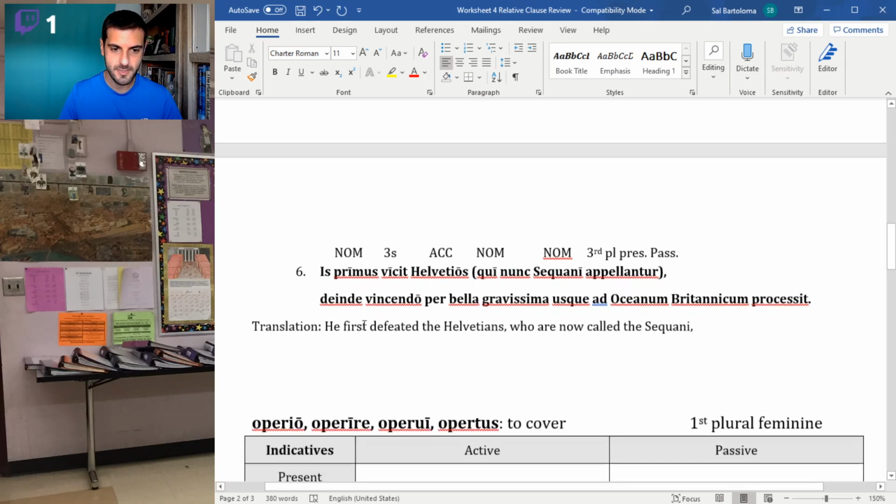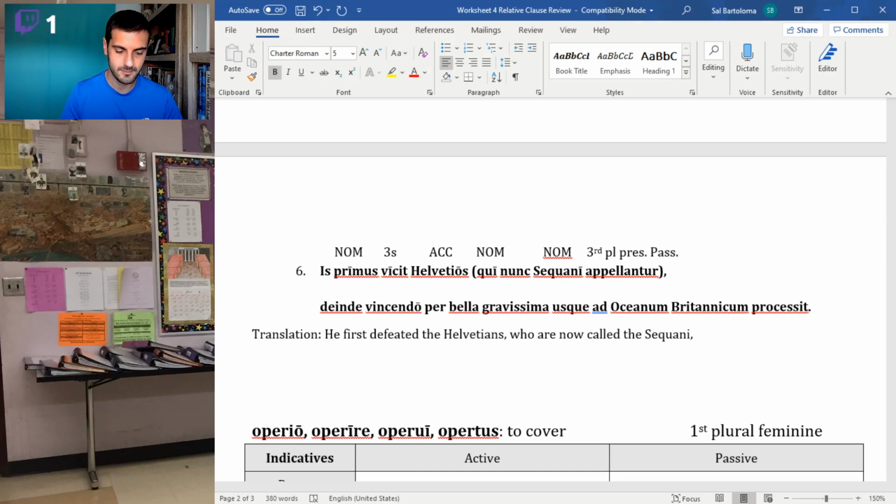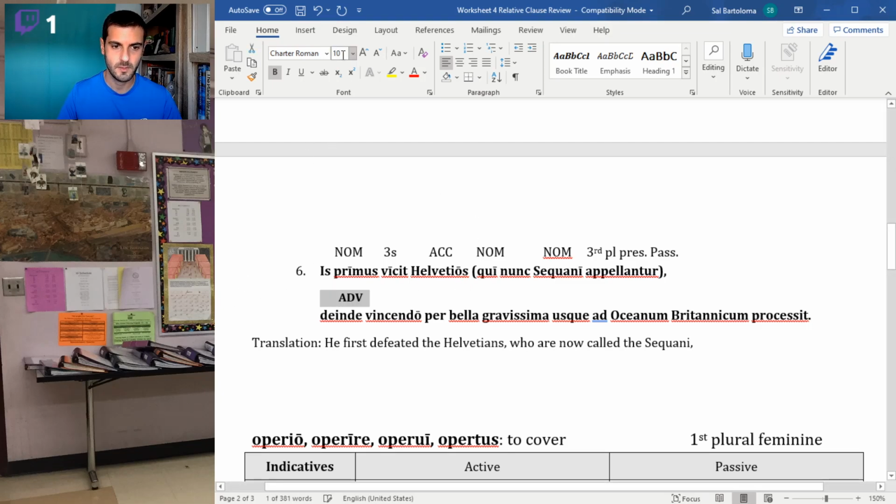So he first did this, and then deinde. We have our little adverb here. Ooh, those are tiny. Oops. We'll go 10. There we go.